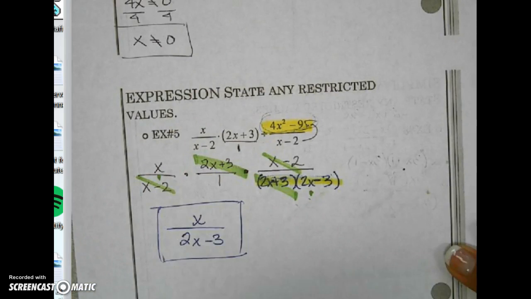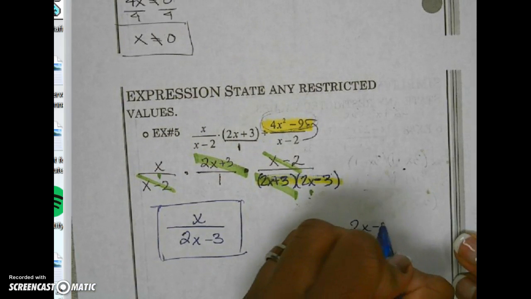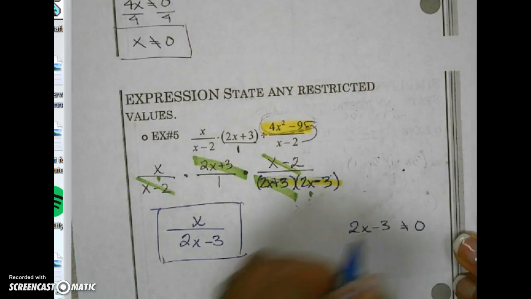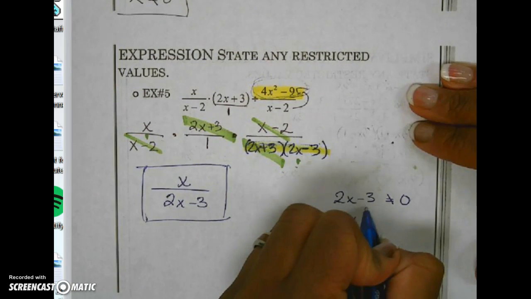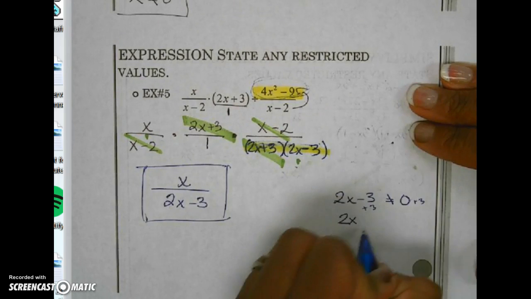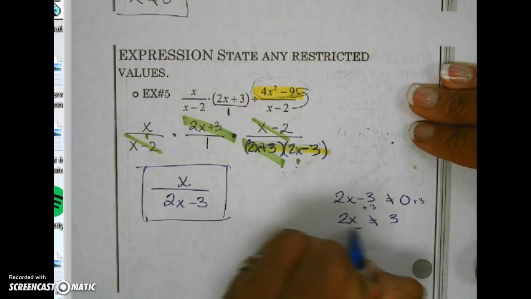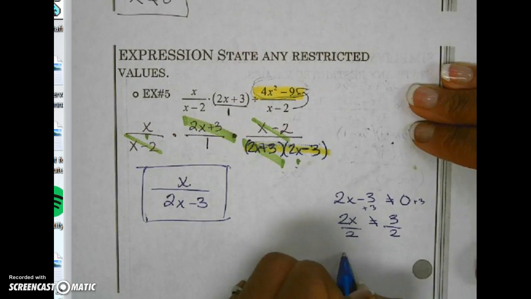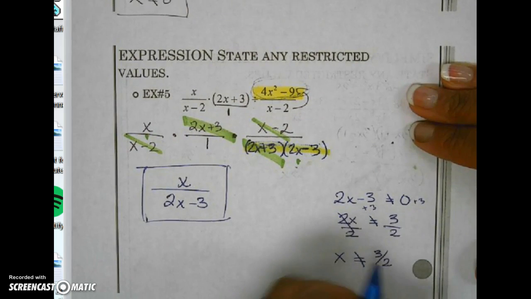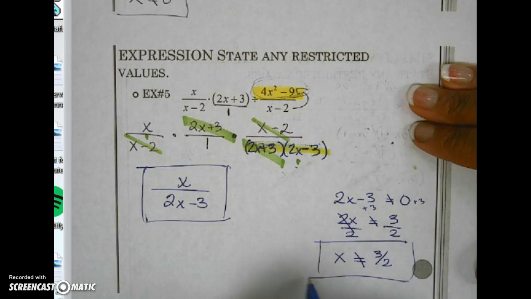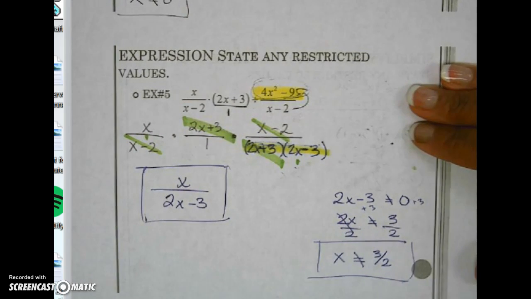And what's excluded? Well, I keep forgetting. So 2x minus 3 cannot equal 0. So 2x, if you add 3 and add 3, cannot equal 3, divided by 2, divided by 2. X cannot equal 3 halves. If so, this would be undefined. That's how you do your restricted values.